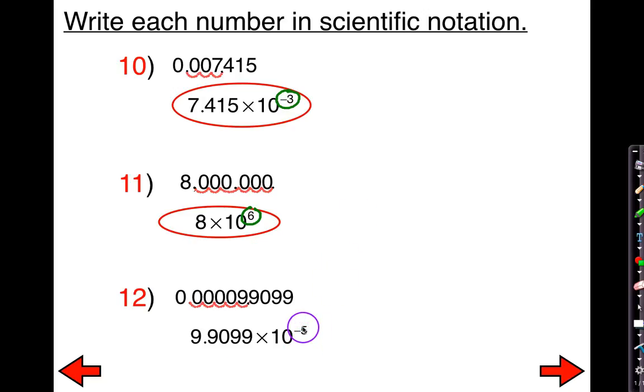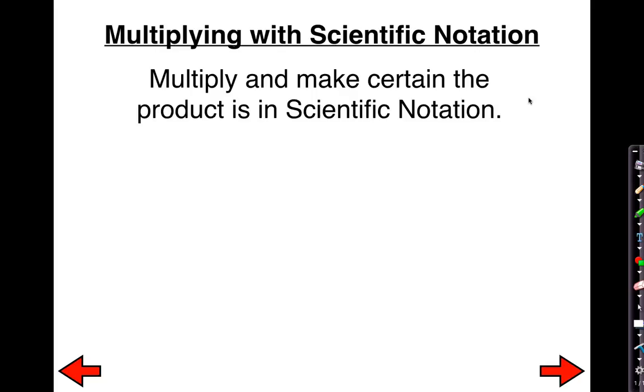And it's negative because relatively it is a small number. Okay, so now we're going to actually go into working with scientific notation with different operations. The first one we're going to be working on is multiplication. So after we multiply, we want to make sure our answer is actually in scientific notation. So keep that in the back of your mind.